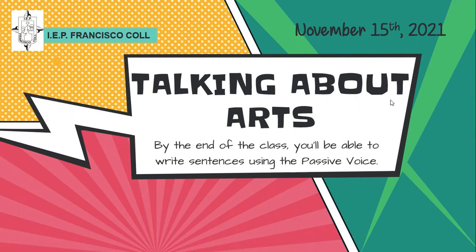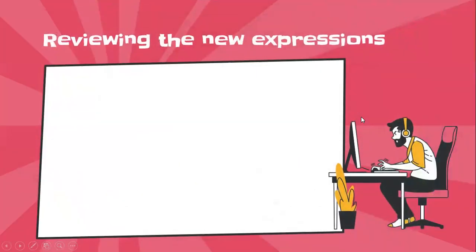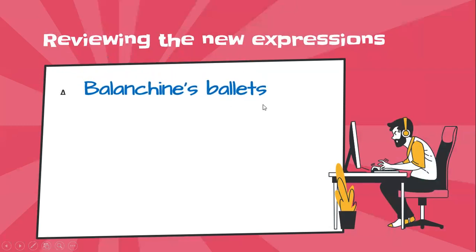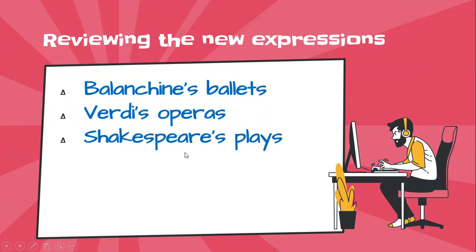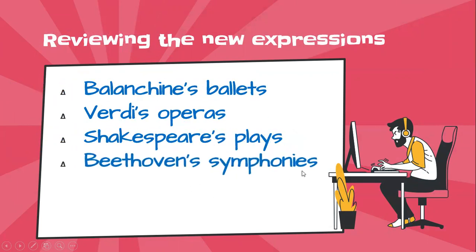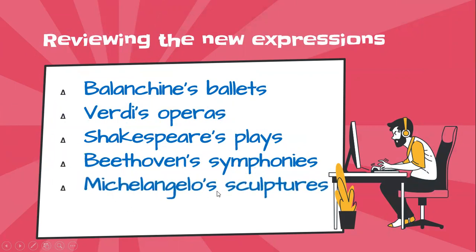Okay, so look here. In this opportunity, we are going to review the expressions we saw in class. Look here, in this case, we have Balanchine's ballet, Verdi's operas, Shakespeare's plays, Beethoven's symphonies, Michelangelo's sculpture, and finally Picasso's paintings.